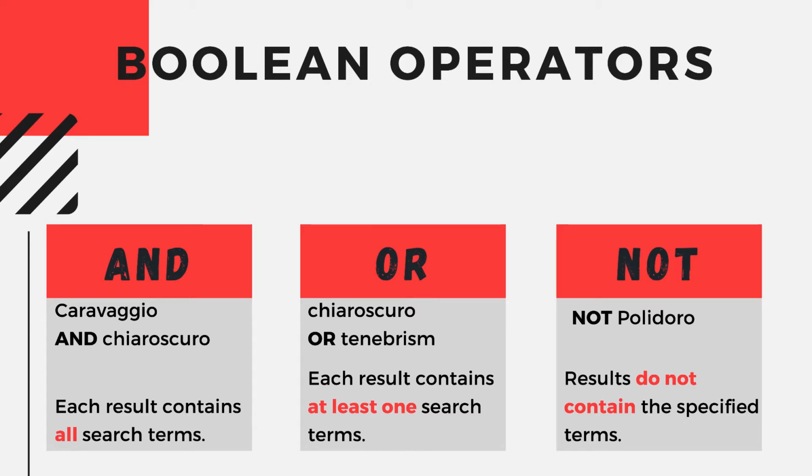The operator AND will narrow your search. You are telling the database you want to see both of these words in your search. In this case, we want to see Caravaggio and chiaroscuro. So each article the database shows us will have these terms somewhere in the record for the article. The operator OR expands your search. You are telling the database to use either one of the words you have entered. OR is best used with synonyms or like terms. For example, we can search chiaroscuro or tenebrism. The database will show us resources that have one of these phrases.